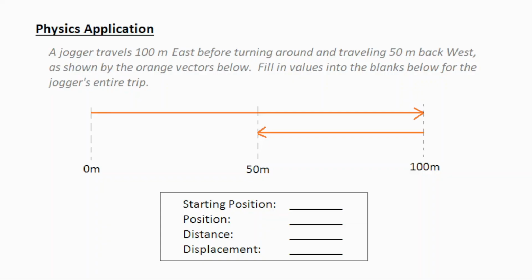Let's start with starting position. That would be where the vectors begin, or where the jogger began. That would be at a position of 0 meters. Next is the position, or the final position. Where did the jogger end up? I think they ended up at a position of 50 meters.